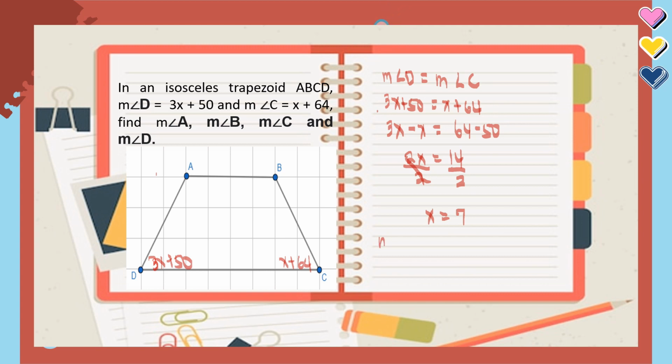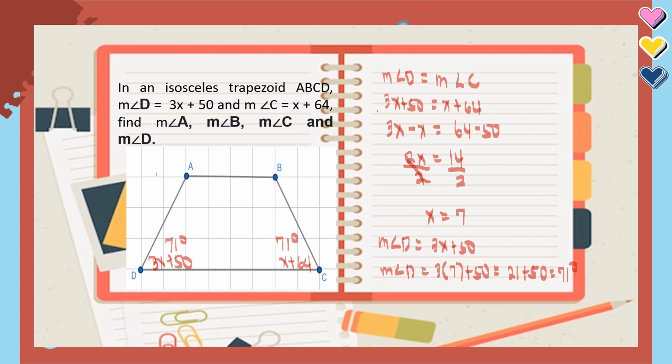Since the measure of angle D is equal to 3x plus 50, by substitution, the measure of angle D is 3 times 7 plus 50. 3 times 7 is 21, plus 50 is 71 degrees. So we can say that angle D is 71 degrees, and since angle D and angle C are congruent, then angle C is also 71 degrees.